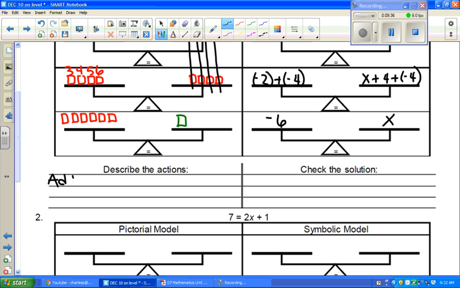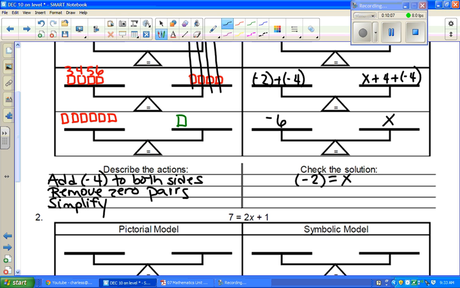So we're going to describe our actions again. This is important. If you're able to write down what you did, then you truly do understand. So we added -4 to both sides. Then we simplified both sides. We removed the zero pair. And then we simplified our answer till we got x equals -6.